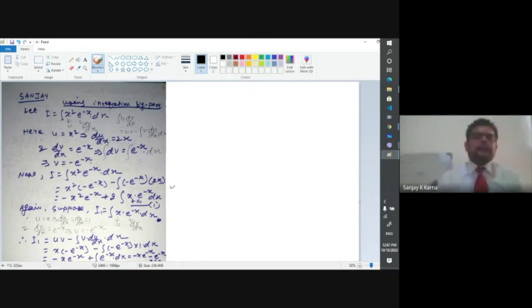Okay, now let's discuss how to find the integration of a function like this. So here in this case your function is x squared e to the power minus x dx.